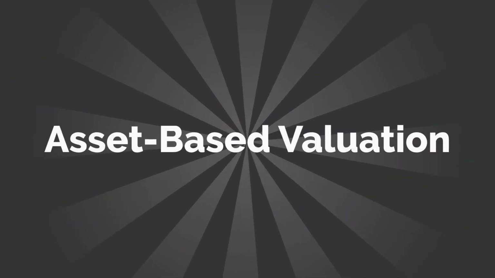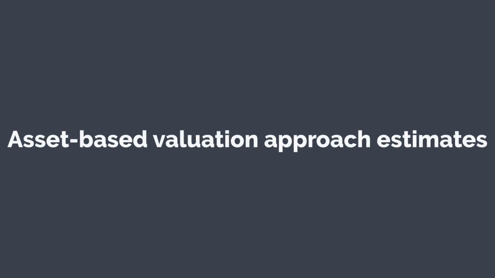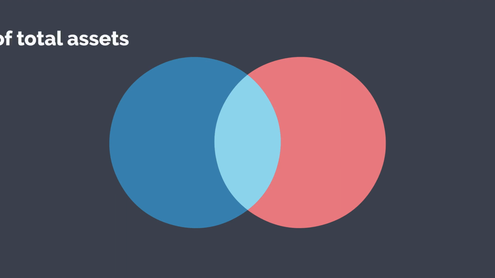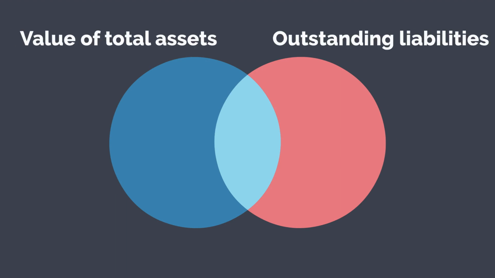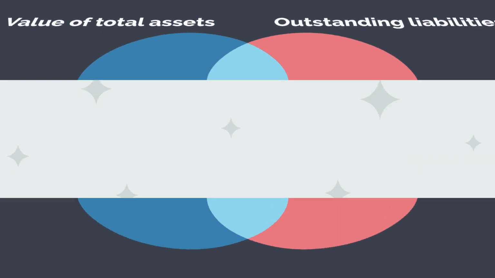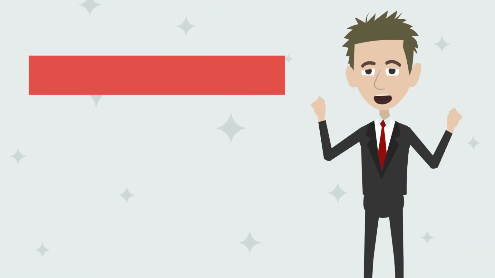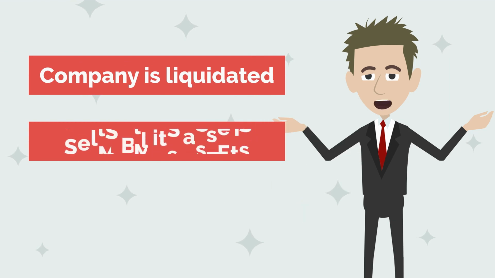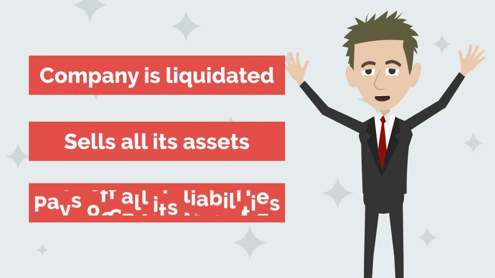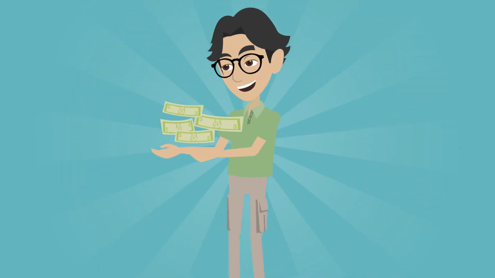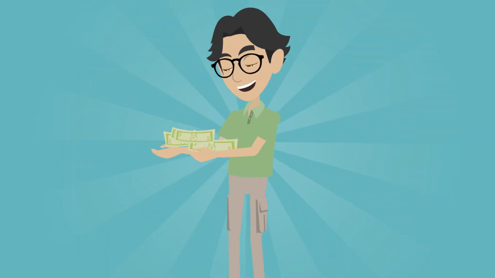The third and final type of valuation is the asset-based valuation. The asset-based valuation approach estimates the value of an asset by calculating the difference between the value of total assets and its outstanding liabilities. In other words, the asset-based valuation implicitly assumes that the company is liquidated, sells all its assets, and then pays off all its liabilities. The residual value after paying off all liabilities is the value to the investor.